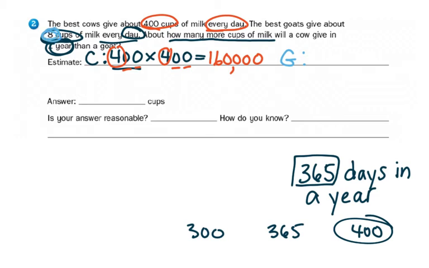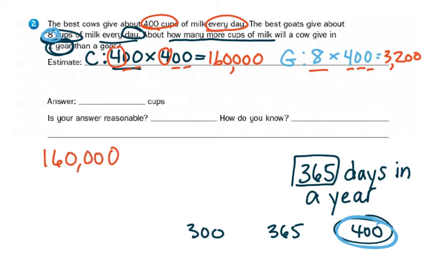A goat gives about 8. I think I can keep that at 8 because I'm going to multiply it by the 400 approximately days in a year. Now I'm going to take my basic fact, 8 times 4 is 32, and go ahead and put in my zeros behind it, 1, 2. So the difference is 160,000 for a cow versus 3,200 for a goat. So what is the difference between those two numbers?